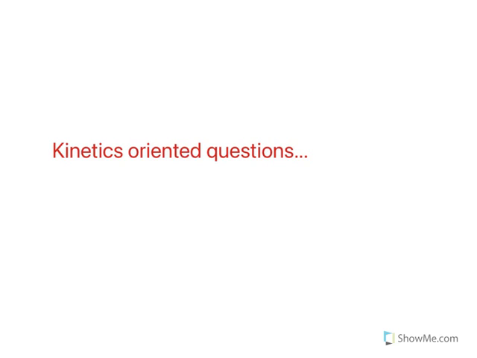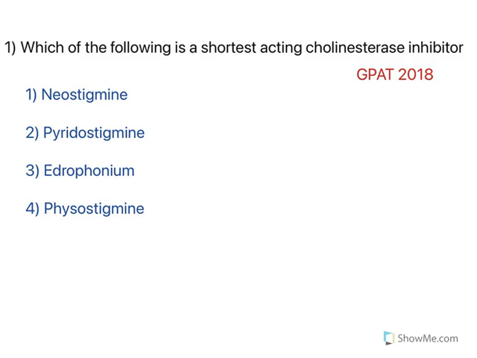Next one, a kinetics-oriented question. Kinetics: absorption, distribution, metabolism, elimination. There are questions based on this linked with mechanism of action. Let us see the examples. Which of the following is the shortest acting cholinesterase inhibitor? So they are testing which of the following has a low half-life.